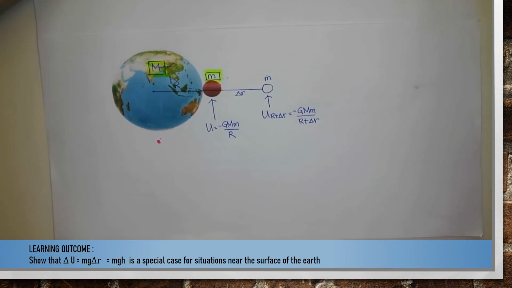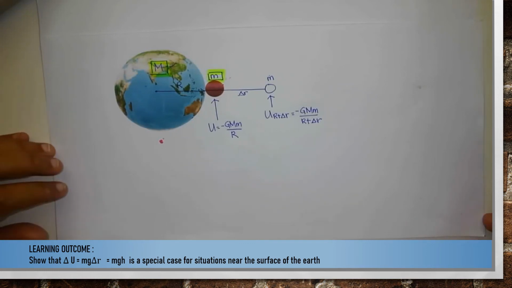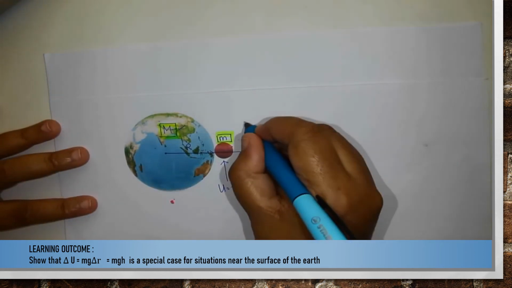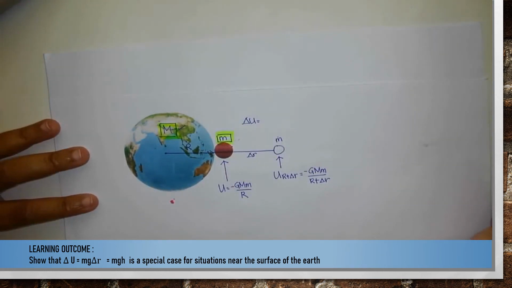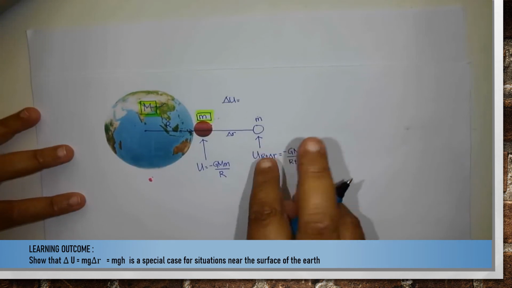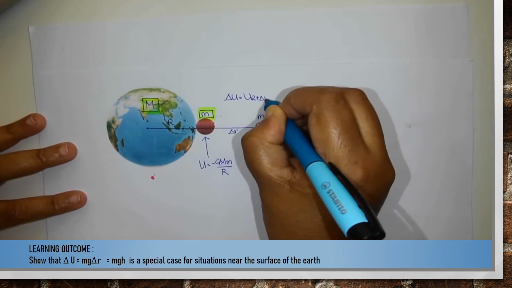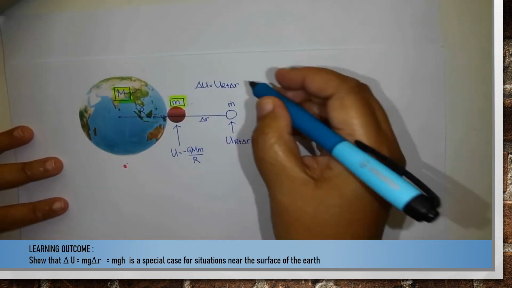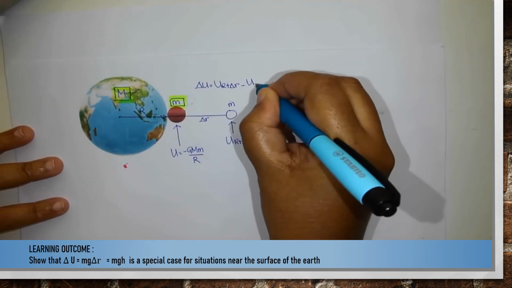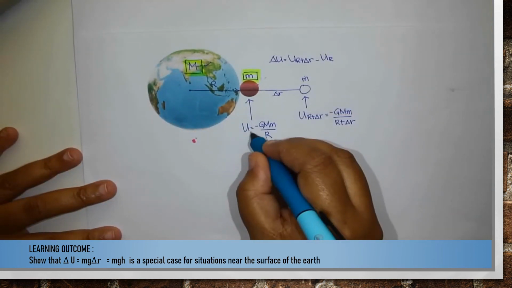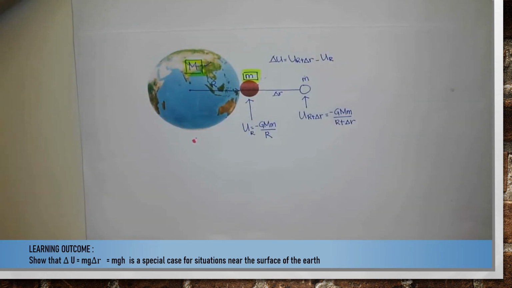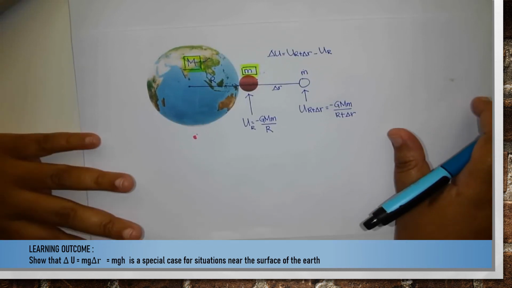From here, what do we know? First thing, we know the change in potential energy, delta U, is equal to the final minus the initial. This is just an extra way of solving the problem. So it is U at R plus delta R minus U at the surface, which is U R. There is another way, because we're going to understand the concept of change in gravitational potential energy.